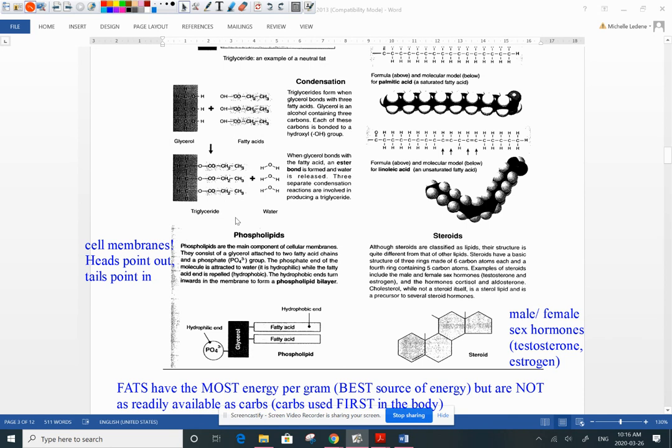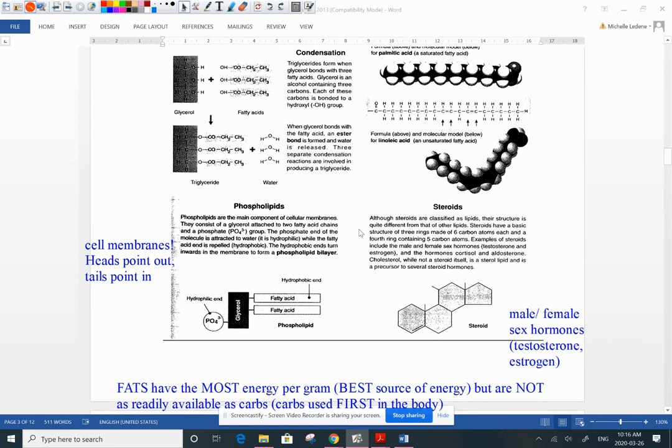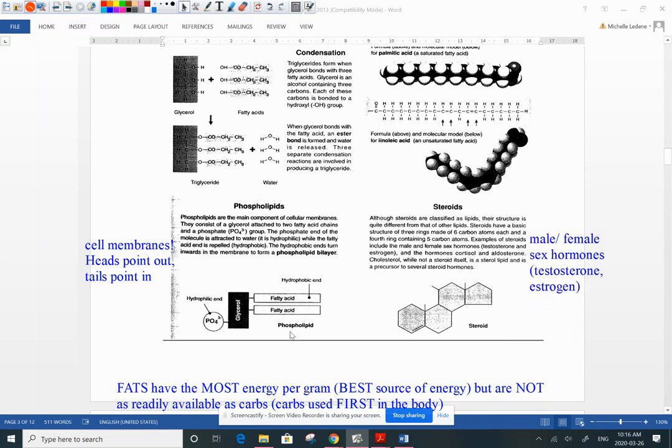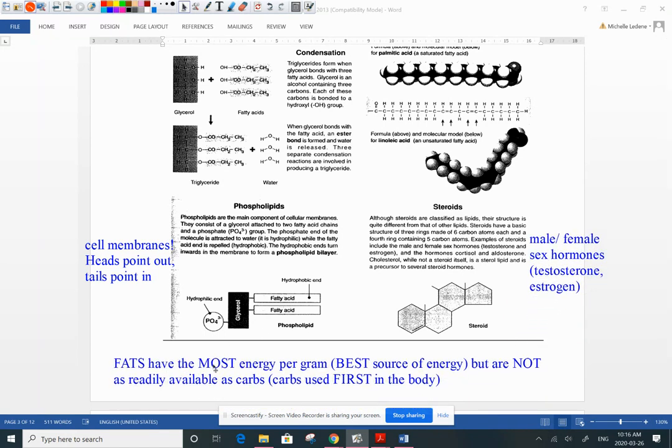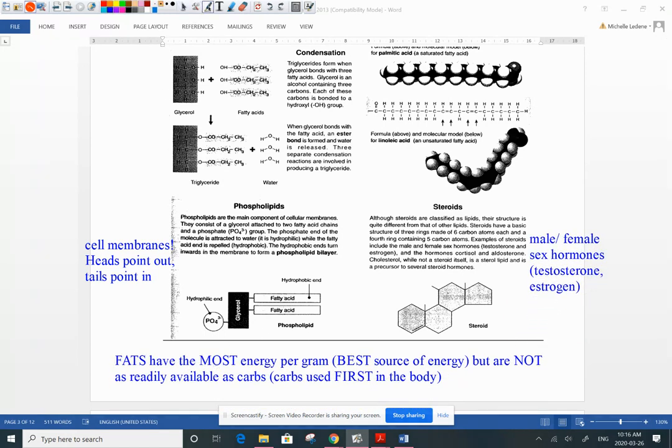Okay, what other kind of fats do we have? Well, phospholipids, those are important in your cell membranes, right? We learned about those in Science 10, where we talked about the head of the molecule pointing out and the tails pointing in, and that's how we form a phospholipid bilayer. Some people draw them like this, with your heads pointing out and your tails pointing in, and the phospholipid bilayer of your cell membranes is semi-permeable.